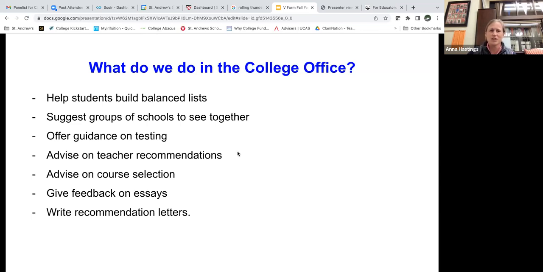Sometimes I actually had a student recently say, could you just write that sentence for me? And I said, absolutely not. I will give you advice on how to do it, but I'm not going to do it for you. I think that's a really important part of understanding what college counselors do, and also what your roles are as caregivers and parents in the process.